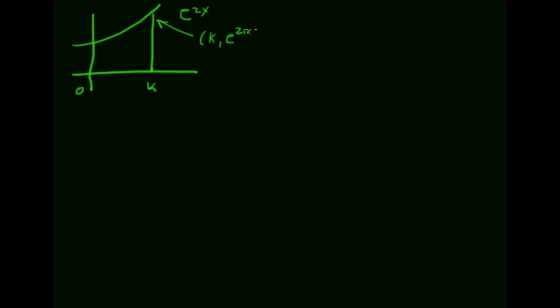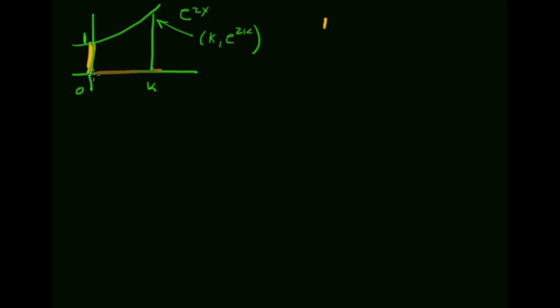Problem 2 gives us this drawing. We've got this curve, which is e to the 2x, on an interval from 0 to k, and they tell us that the point is k, e to the 2k. The first thing they want is the perimeter. We're also told that the value here is 1, because that's e to the 0, which is 1. So this length here is just going to be 1.